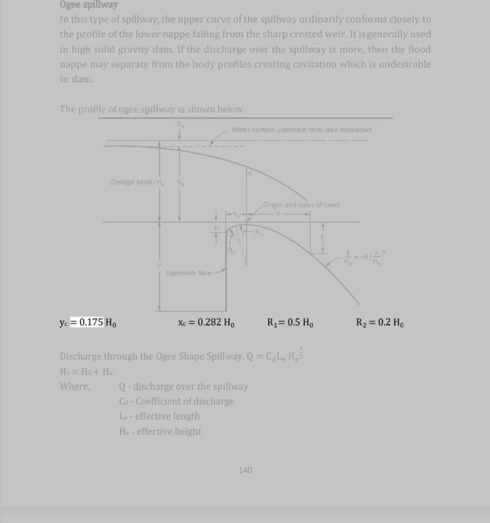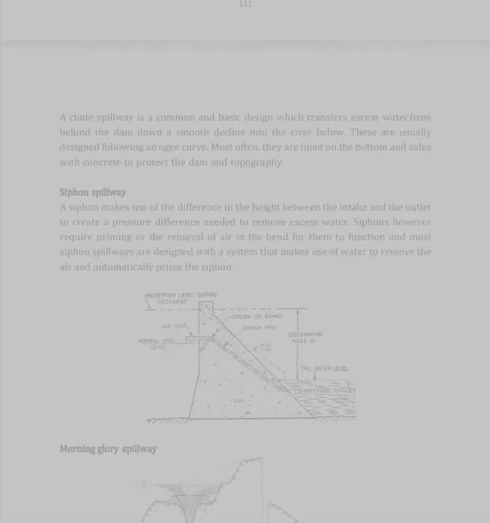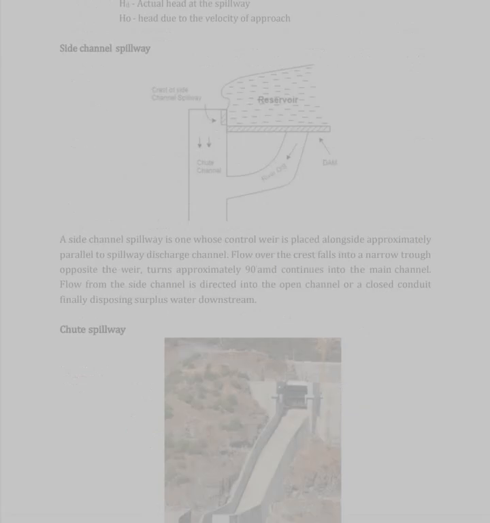YC equals 0.175H, XC equals 0.282H, R equals 0.5H, or R equals 0.2H. Discharge through the OG shape spillway, Q equals C_d L H_o^(3/2), where H_o equals H_d plus H_a. Q is the discharge over the spillway, C_d the coefficient of discharge, L the effective length, H the effective height, H_d the actual head at the spillway, and H_a the head due to the velocity of approach.